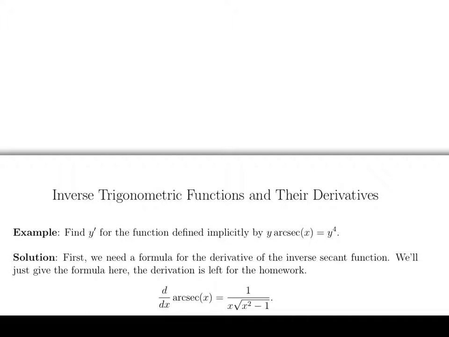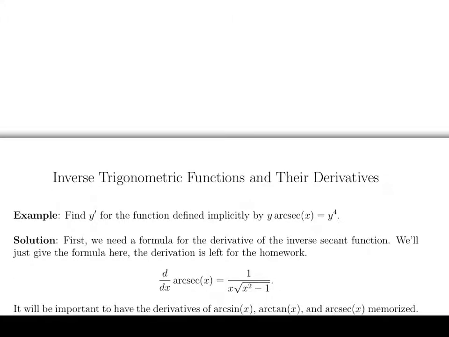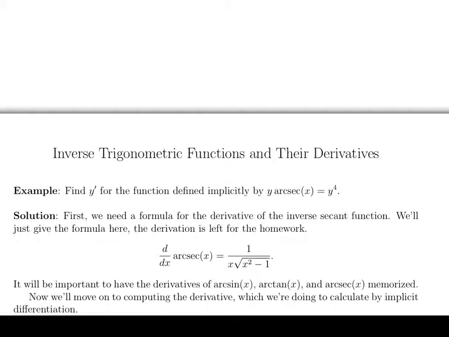Okay, here's the formula. The derivative of arc secant of x is 1 over x times the square root of x squared minus 1. And I'd like you to have this memorized along with the derivatives of arc sine and arc tangent. That's pretty much the end of the derivatives that we need to have memorized. We're going to have one more when we get into the next section, but we're getting to the end of the memorization that we have to have. Let's go on to computing the derivative.